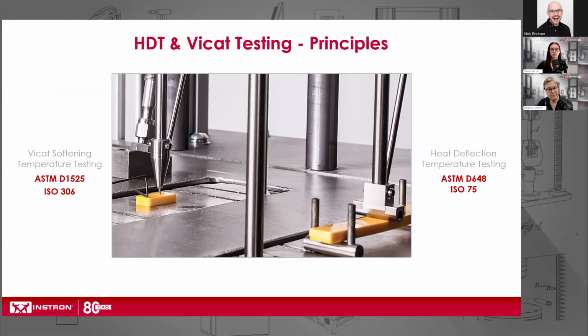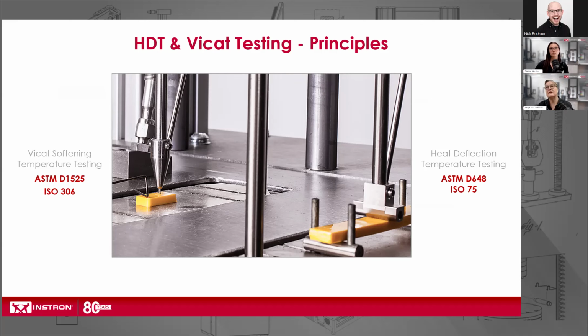The key principles, or what are we doing with the test? With the VICAT test, the purpose is to measure the temperature at which the surface softens enough that a flat-based, thin needle will penetrate, will be able to sink into the softened surface a millimeter. And the standards for that are ASTM D1525 and ISO 306.